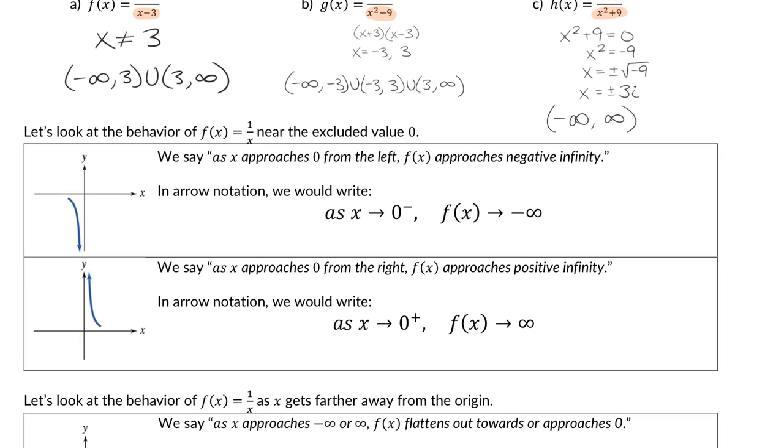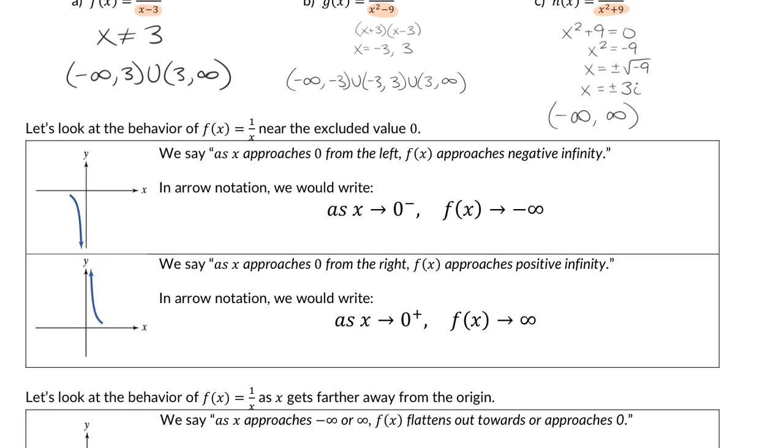We're going to look at the behavior of the most basic rational function, which is 1 over x. Now, what number am I not allowed to plug into this function because it's in the denominator?